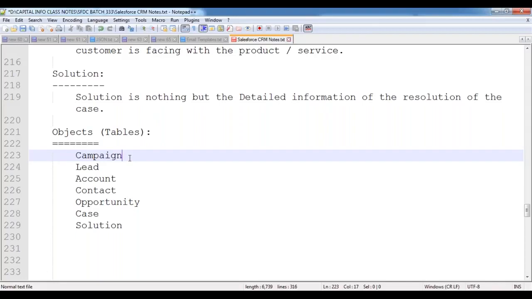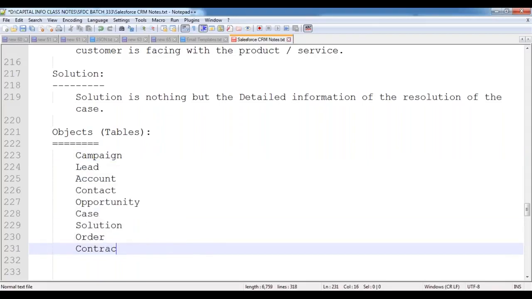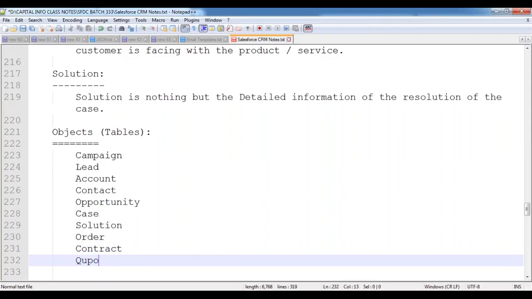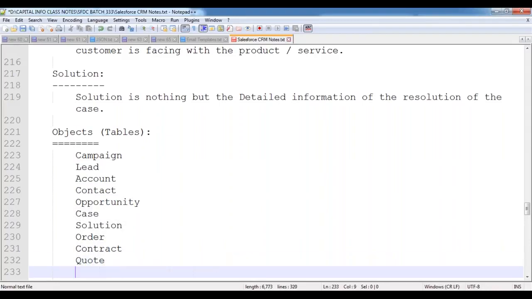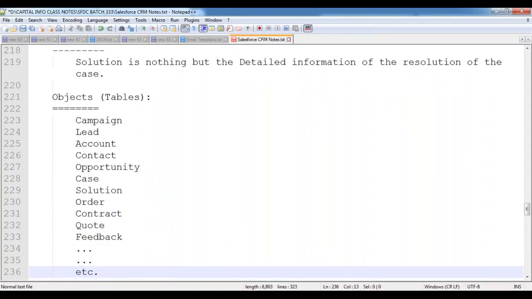Like that, we have so many other objects available, like the order object, contract object, quote object, feedback object. As part of Salesforce CRM, we have so many other objects also. So these are the various terminology that we are using as part of Salesforce objects.